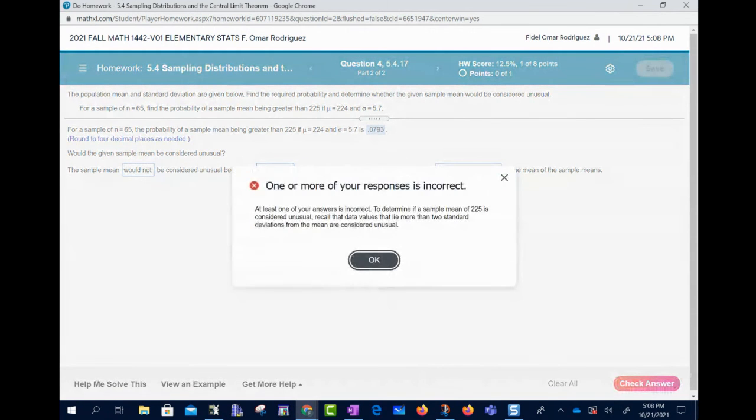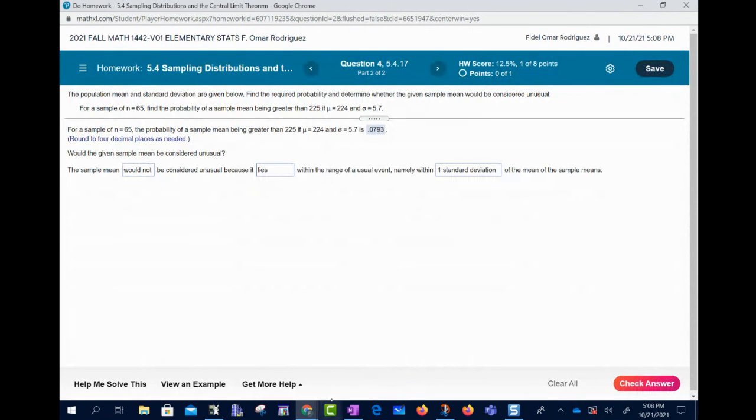So let me double check my answer. Oh, something isn't right there. Okay, let me double check. Because it's 2 standard deviations because it's 2. That's right. 2. There we go. So we check it, and there we go. We got it. So there we go. What do you guys think?